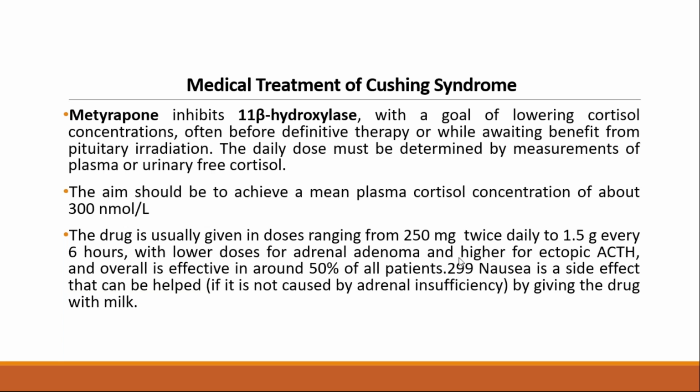The dose of metyrapone, which inhibits 11 beta hydroxylase, ranges from 250 mg BD to 1.5 grams QID, to achieve a plasma cortisol level of around 300 nanomole per liter.